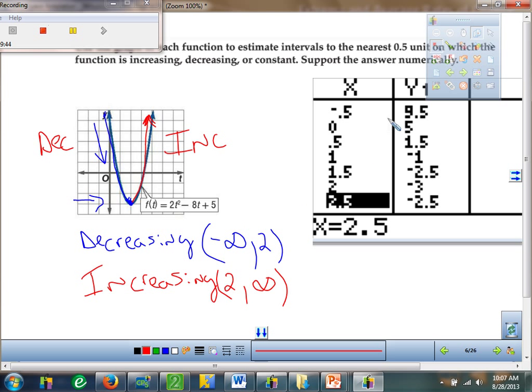Now again, if we look at the table values from negative 5, we got 9.5, then 0 goes to 5, and we keep getting smaller and smaller and smaller until we get to 2, and then after 2, you'll notice negative 3 is the lowest point, which we'll talk about later. That would actually be a minimum. Once we hit negative 3, then we start getting larger again in y, so it's increasing. So you can look at the table values if it helps, or you can look at the graphs.